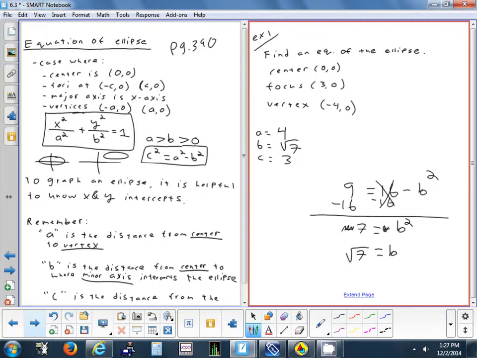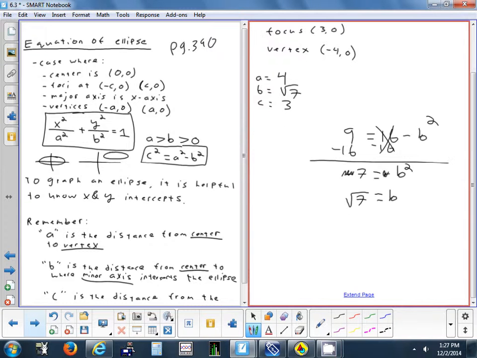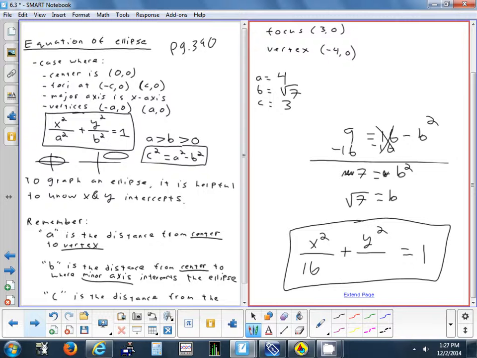So let's fill in our formula. We've got x squared plus y squared, and now we just have to figure out the denominators. Put a squared under x. A is 4. What's a squared? b is the square root of 7. So what's b squared? Yeah, we actually had it earlier on. And that's our final answer. So we just leave it like that? Yep. You'll never have y or x by itself. Any question on that?